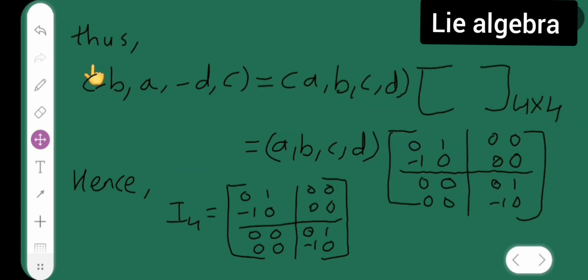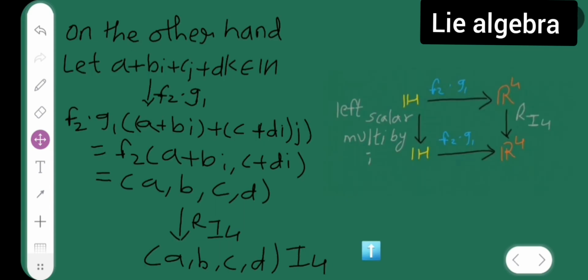So thus my minus B comma A comma minus D comma C is equal to A comma B comma C comma D times this 4 by 4 matrix. So this I got from path 1.